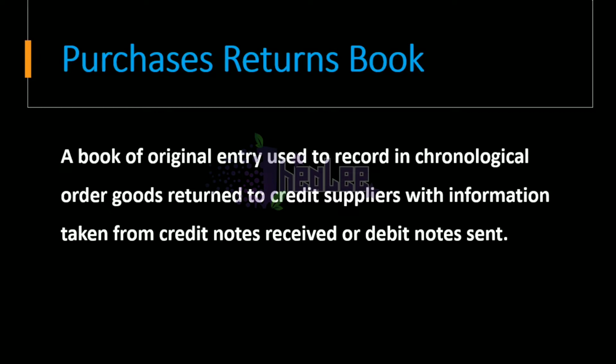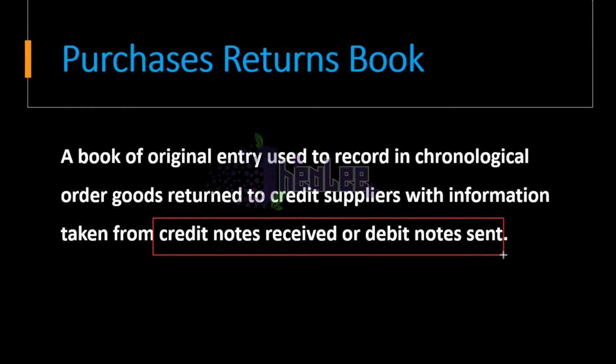Remember, it is also called your returns outwards journal. Now, it indicated that the information is coming from the credit notes that are received or debit notes sent. So these are the source documents that are used for the purchases returns book. But bear in mind, in terms of credit notes, it would have to be credit notes that you received. And if it is debit notes, it would have been debit notes that are sent. We will look further into the source documents for the purchases returns book in another session.